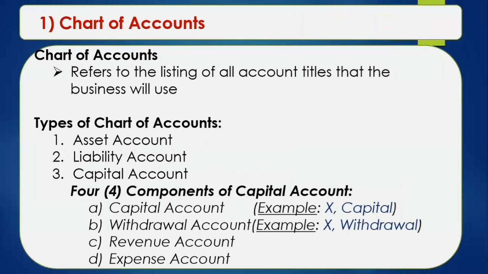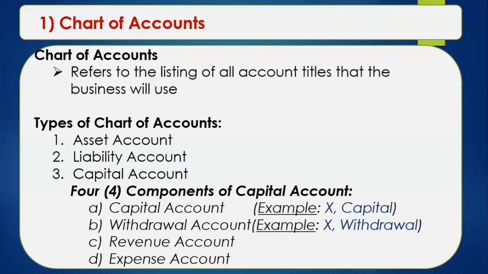Now, there are three types of chart of accounts. First, we have asset accounts. Second, we have liability accounts. And third, we have capital accounts. And capital accounts has four components. First, we have capital account. Second, withdrawal account. Next, revenue account. And finally, we have expense account.